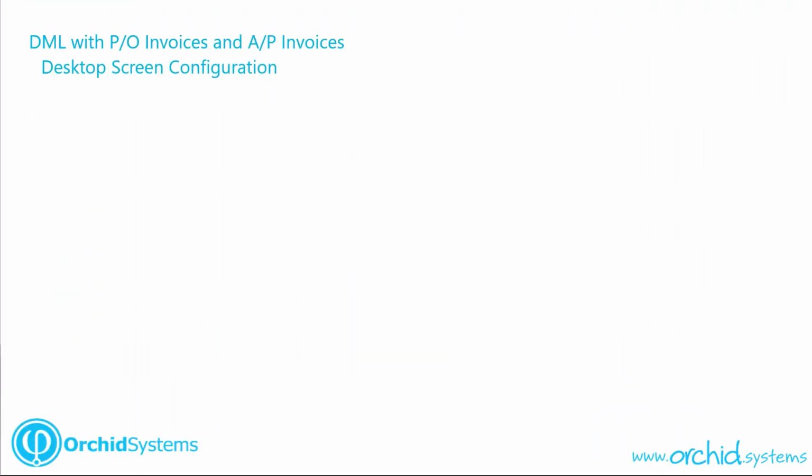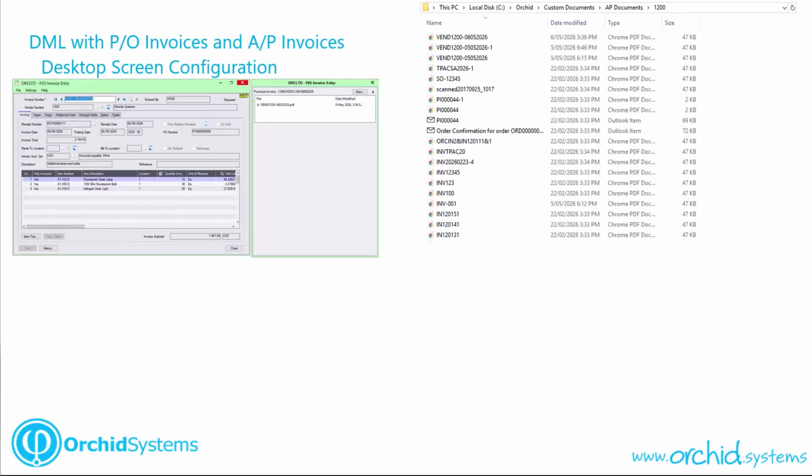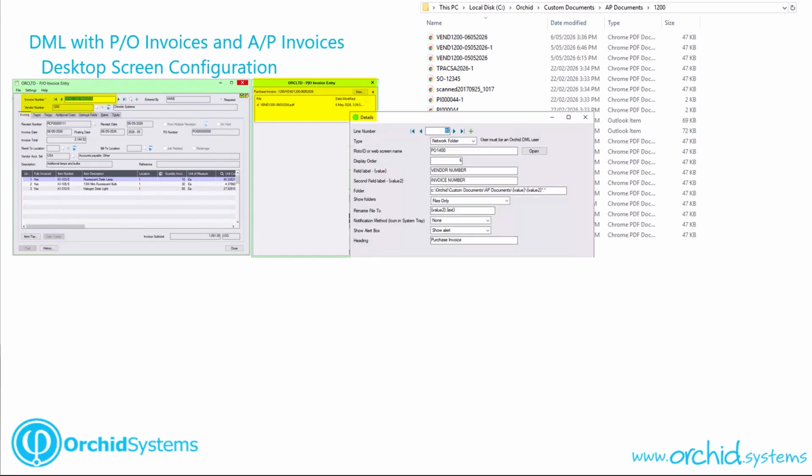And the configuration that is needed for this, for the desktop screens, for purchase order invoice entry, if we want to display the individual invoice based on the vendor number and document number, we would configure for the PO 1400, which is the purchase invoice entry screen, and we would have the field label 1 as vendor number, field label 2 as invoice number, and those values are used in our filter, and we're showing all the documents that start with the invoice number.